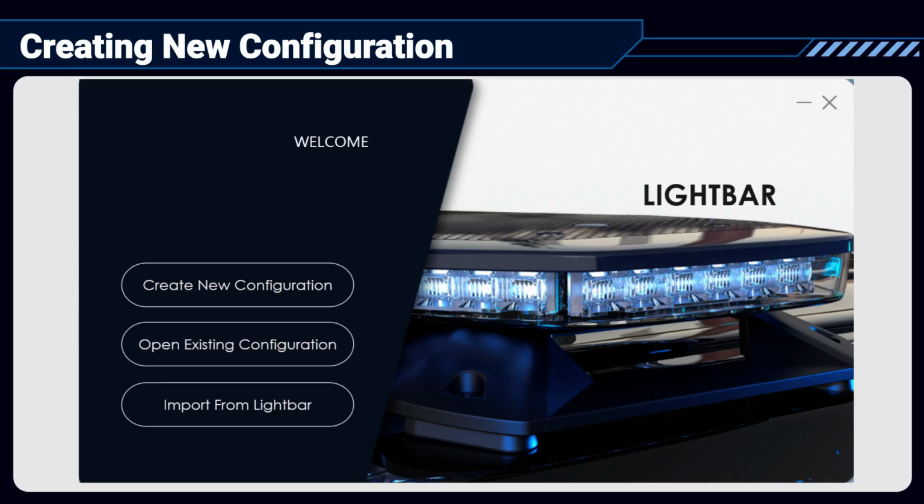After installing and launching the software, click on Create New Configuration to begin setup from scratch. If you already have a setting file previously generated, you may click on the second option to skip the preset page and directly go to the main setting page. If you have a Lightbar hardware by your side and you wish to import setting from the Lightbar hardware itself, you may click on the last option. For details on the importing method, we will share that on another video. For now, we click on the Create New Configuration to begin our training.